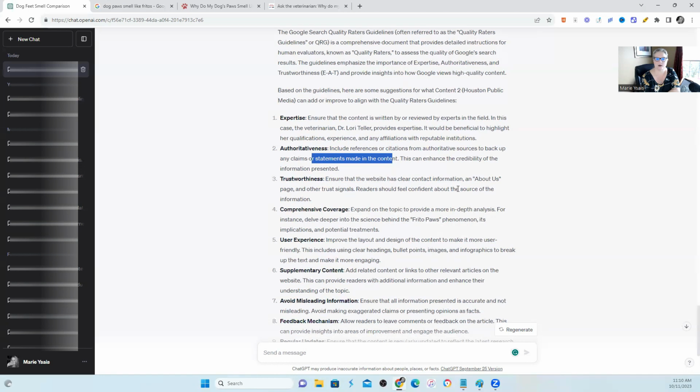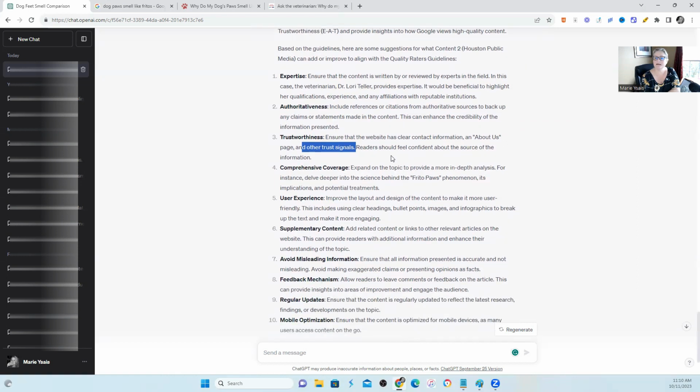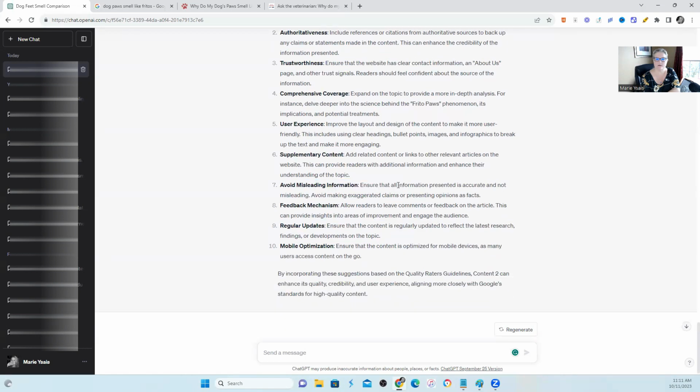Trustworthiness is a little iffy on their about page, and it's telling me trust signals are not quite there for these guys. So readers should feel confident about the source and where that source of information is coming from, and they're not giving that off on their website. Comprehensive coverage. So it's asking me to expand on very specific topics and go much deeper into what we're talking about. Then it has user experience. It says avoid misleading information.